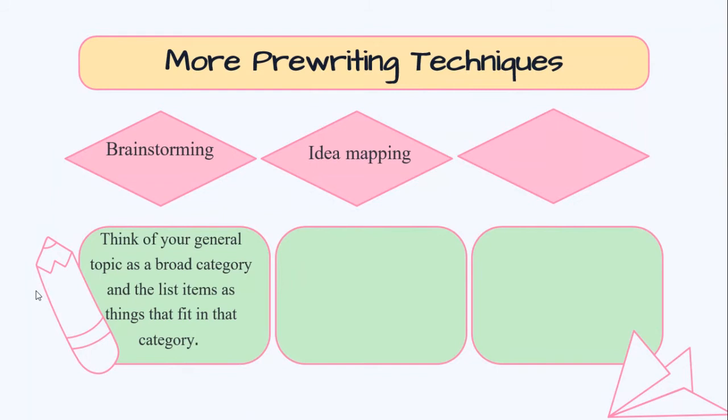Idea mapping. Idea mapping helps you visualize your ideas using circles, lines, and arrows. This technique is also known as clustering because ideas are broken down and clustered or grouped together. So to create an idea map, start with your general topic in a circle in the center of a blank sheet of paper, then write specific ideas around it. Use lines and arrows to connect them together. Add and cluster as many ideas as you can think of.